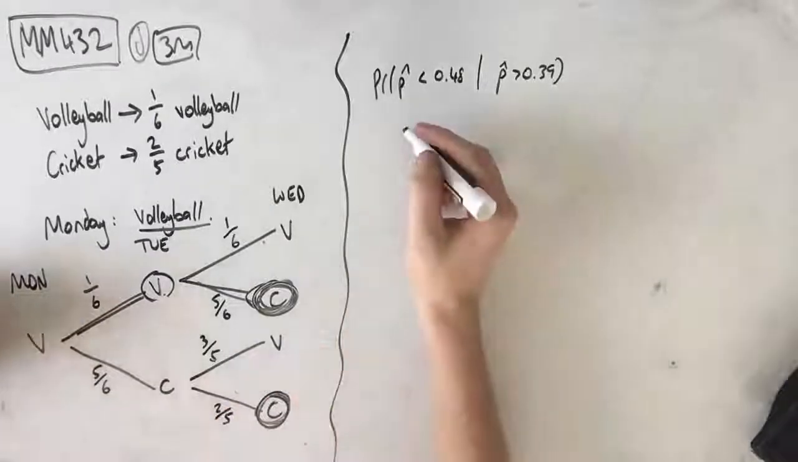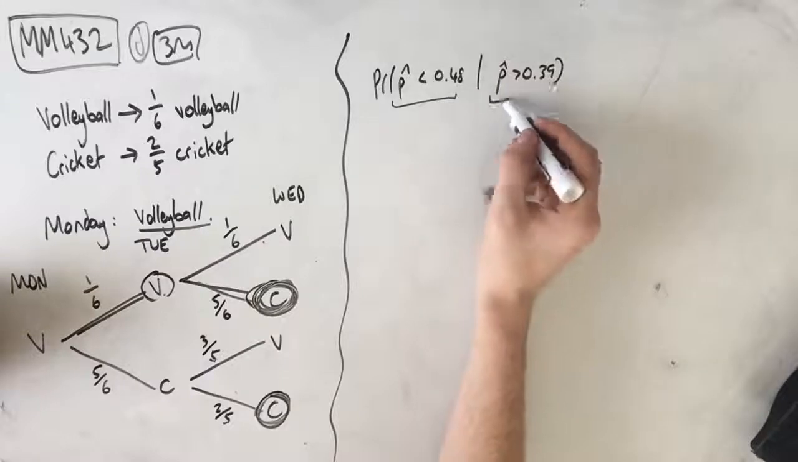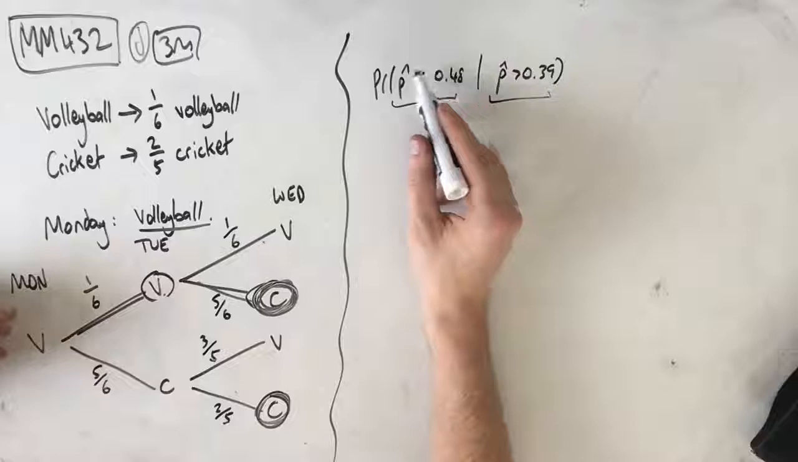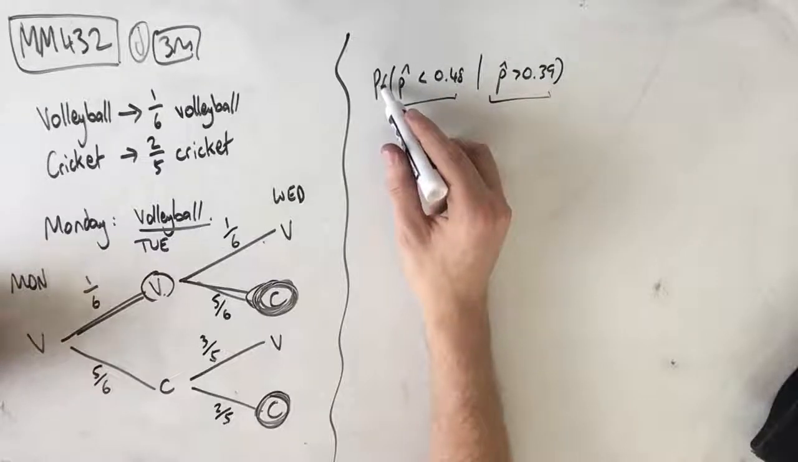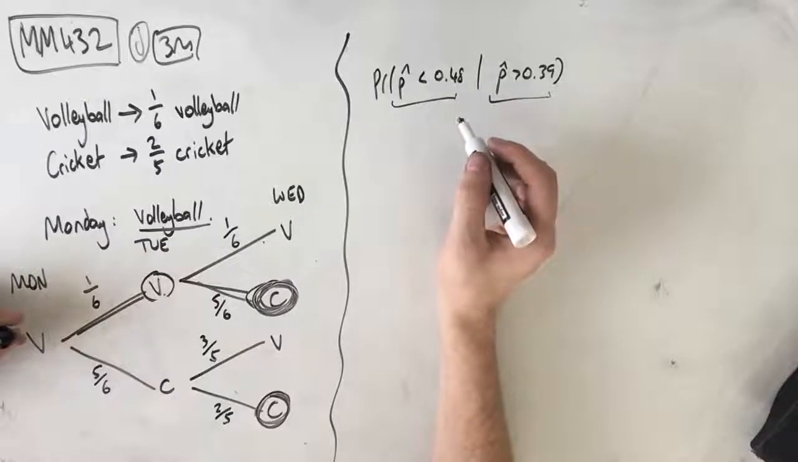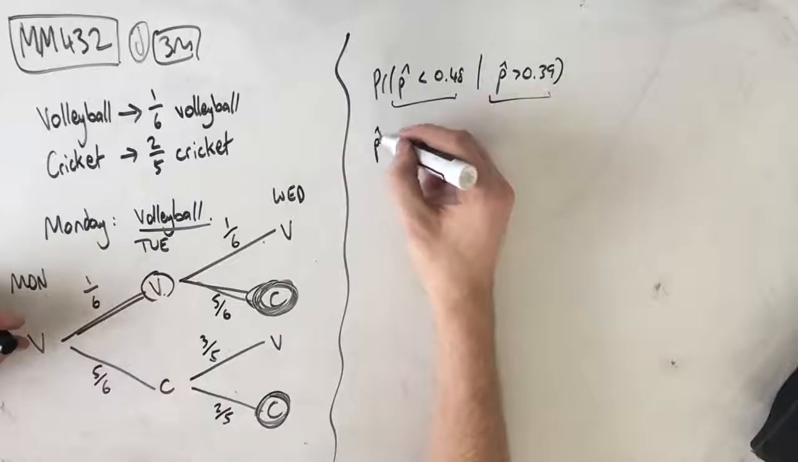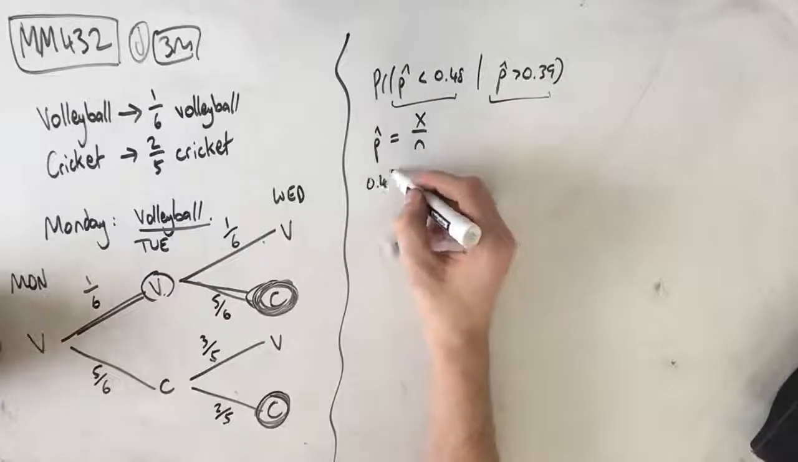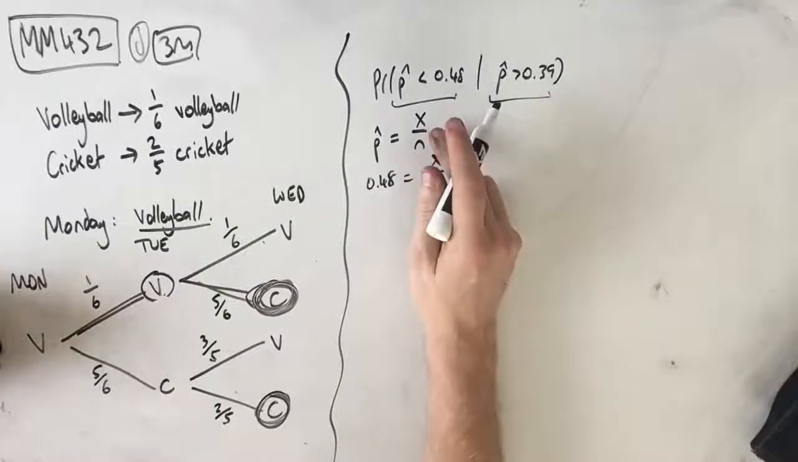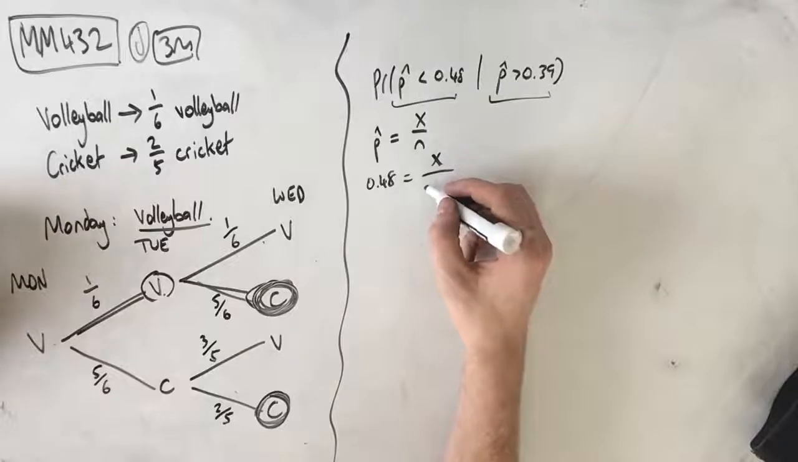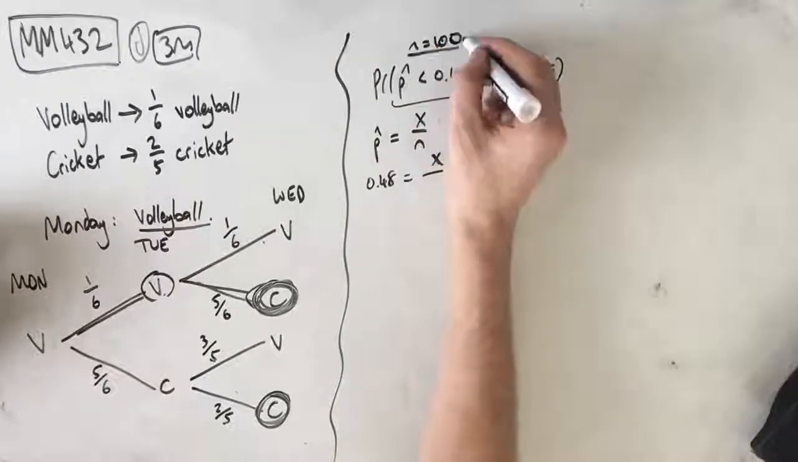Cool. Well, first things first, as I'm sure you've heard me say before in previous videos, whenever you see a P hat inside a probability, we want to change this P hat into an X value that we can use, okay? So we know that P hat is equal to X over N. In this case, P hat is 0.48. We don't know what our X value is yet, but we do know that our N value is 100, because we've surveyed 100 children. So our N is equal to 100.